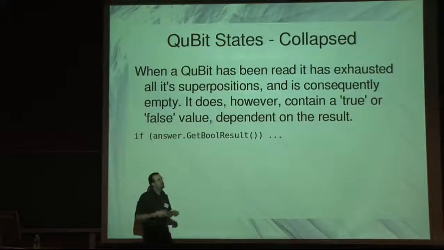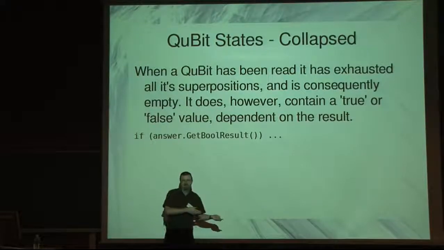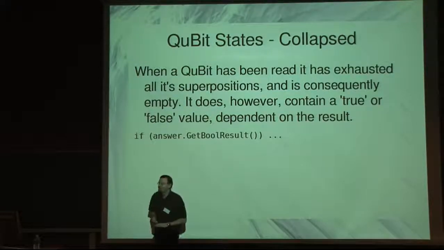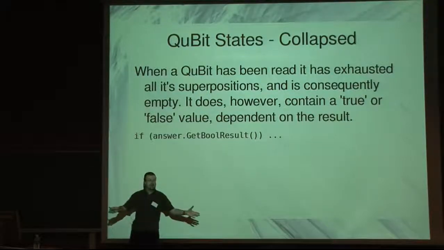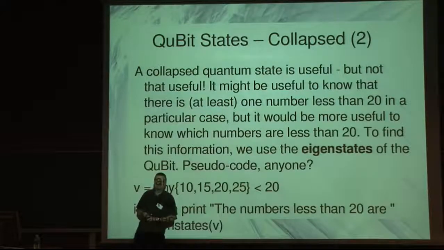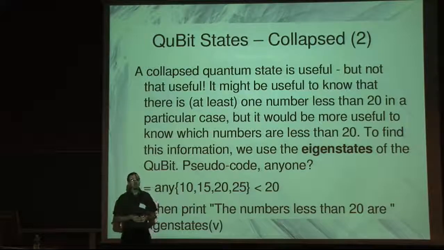The collapse state is when we actually go to look at the answer. That's the bit where it gets actually quite interesting. So as soon as we look at that answer, the state collapses. We can get nothing out of that qubit anymore except, was it true or false? Now, obviously, that's not completely useful. If you say, oh yeah, give me what numbers were prime, it goes, yes.